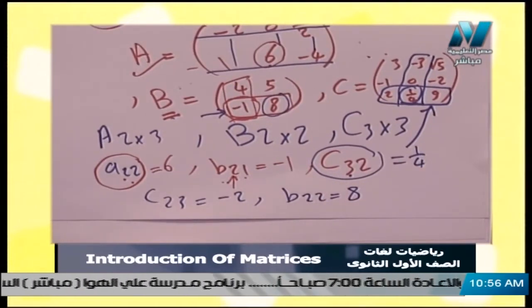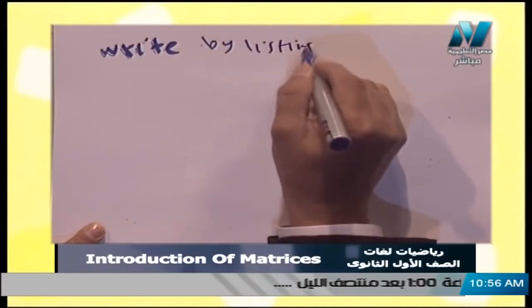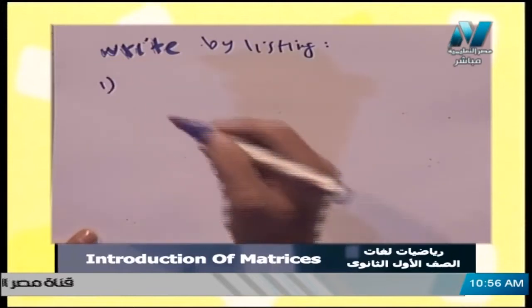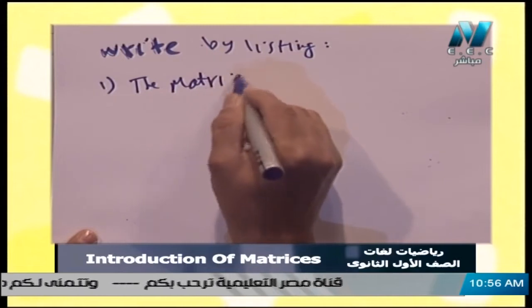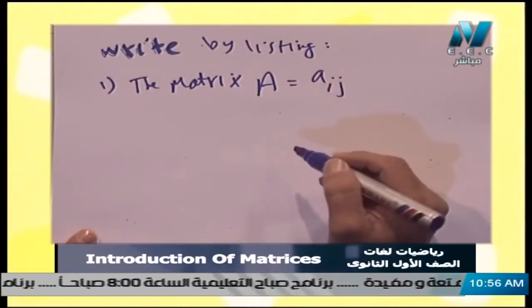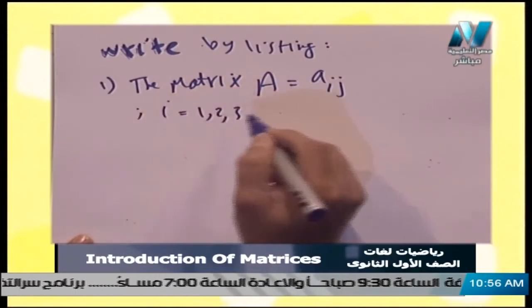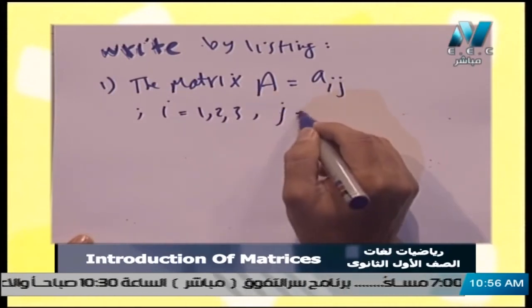Now we'll move to another example here. The question is, write by listing. Number one, the matrix A, capital A for the matrix as we know, which is equal to aij such that i equals 1, 2, and 3 and j equals 1 and 2.